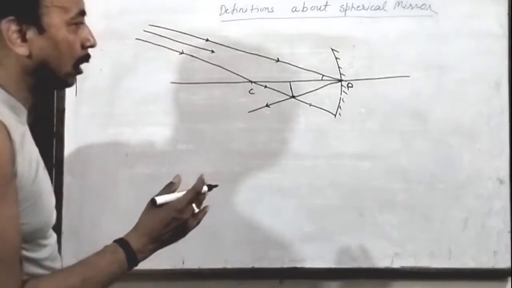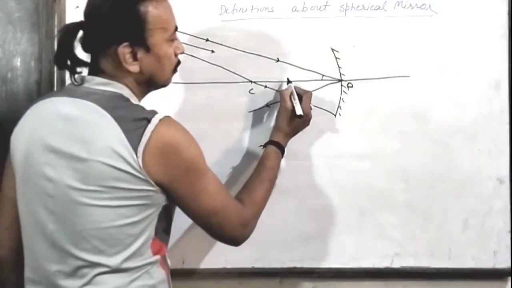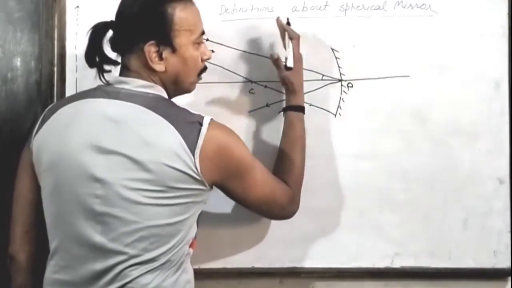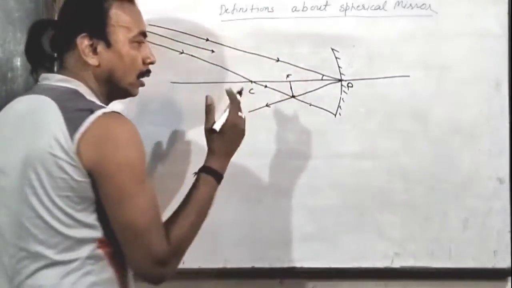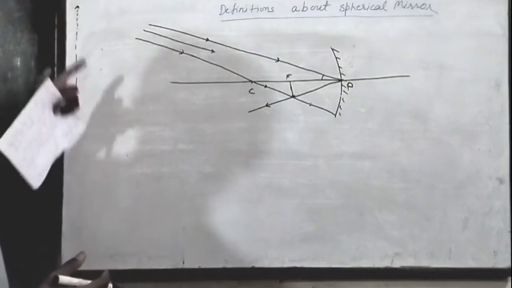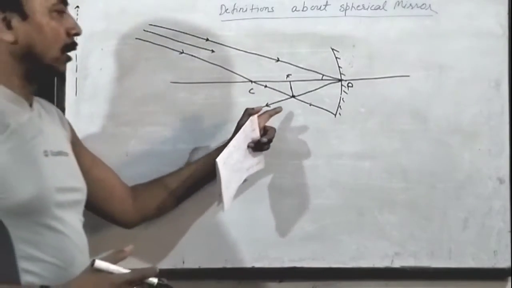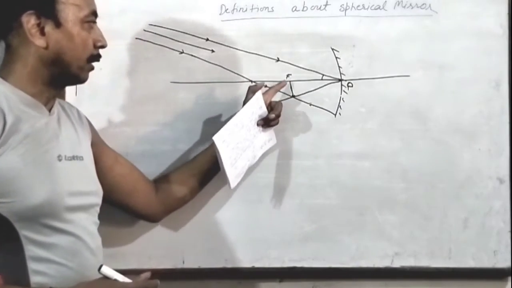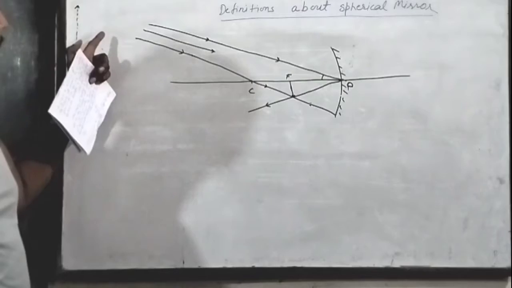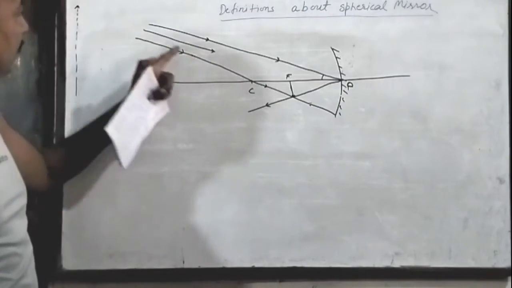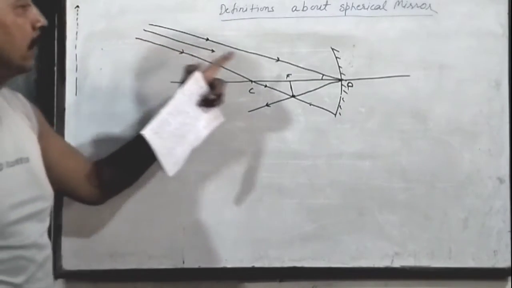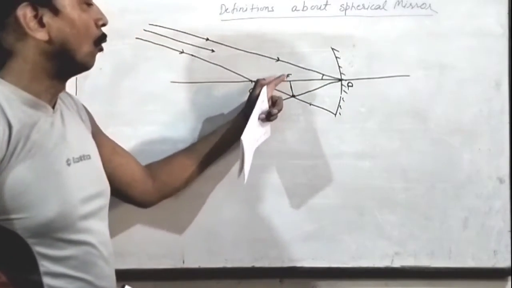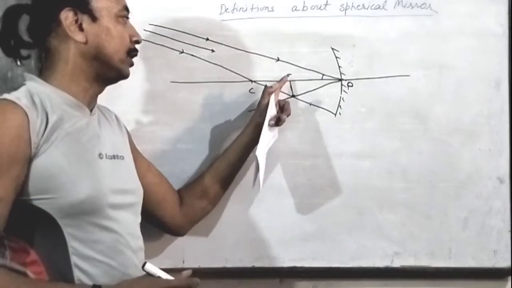What is the focal plane? The focal plane is a plane passing through the focus and perpendicular to the principal axis. Hence, this is the real definition of focus: focus is the point at which rays parallel to each other, coming from infinity, meaning the object is at infinity, after reflection make an image at the focal plane passing through the focus. This point is called focus.